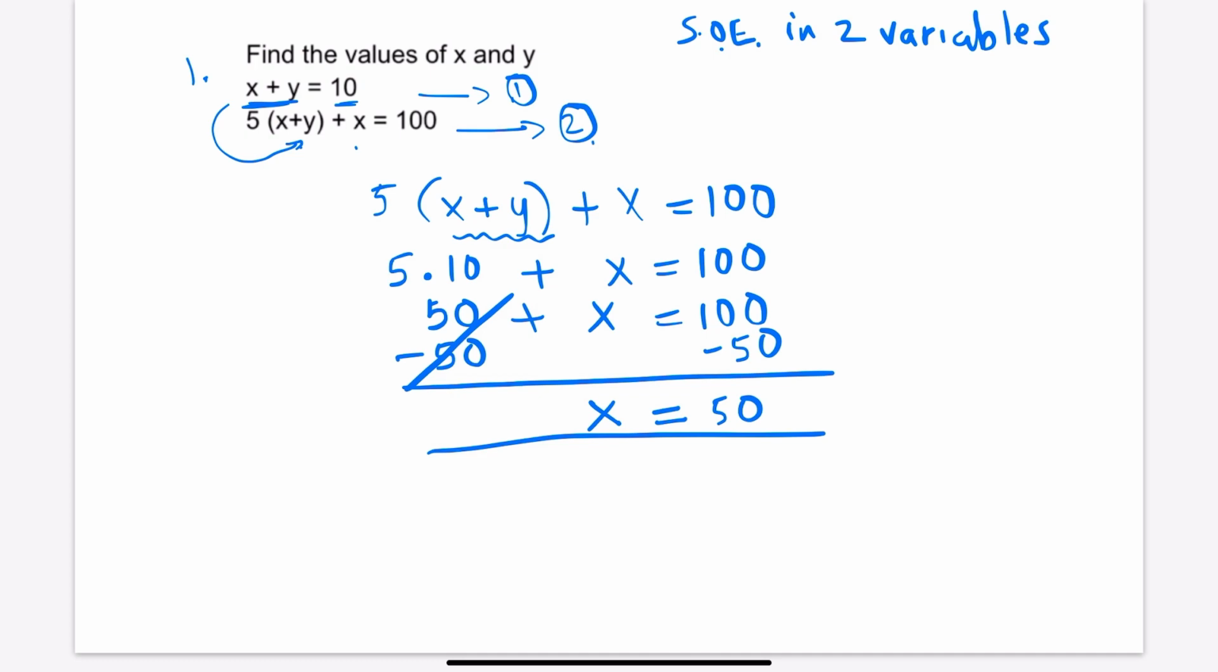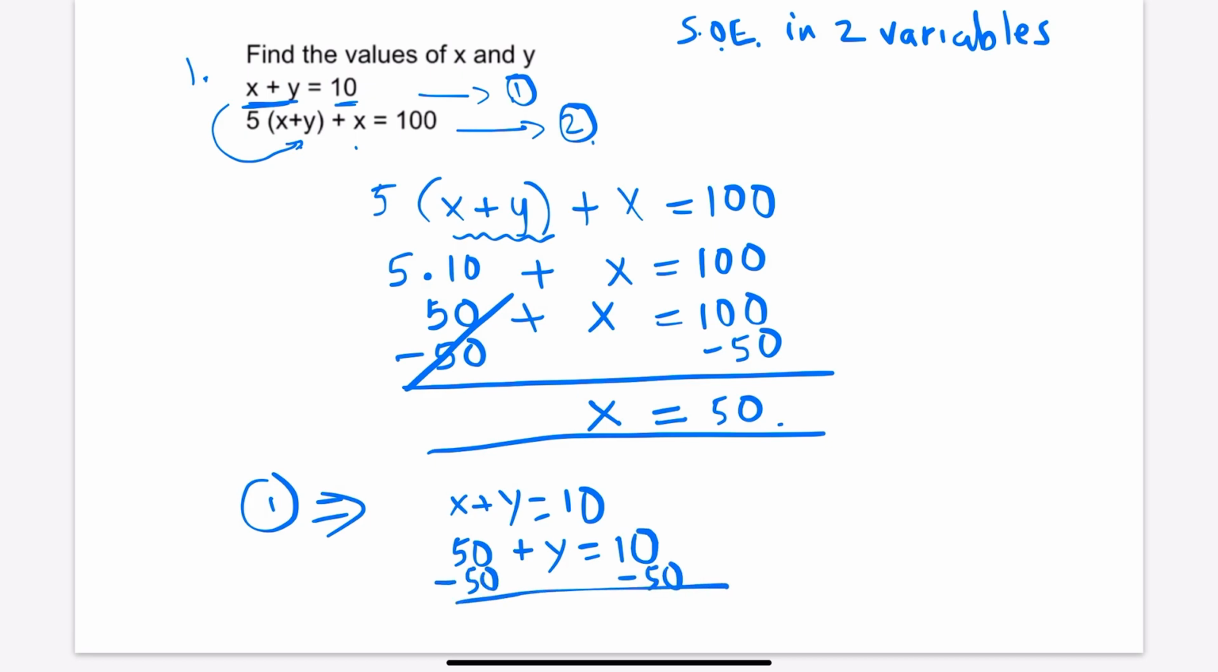Let's use equation 1. Equation 1 states x plus y is 10. We just determined x as 50, so we just have to plug in x as 50 here. So 50 plus y is 10. Remove 50 from both sides to find the value of y, which leaves y equal to 10 minus 50, which is negative 40. That's the answer. So x is 50, and y is negative 40.